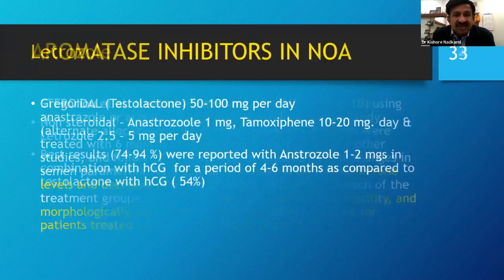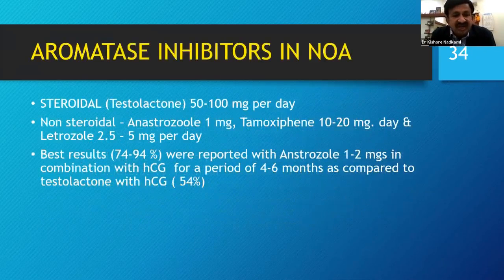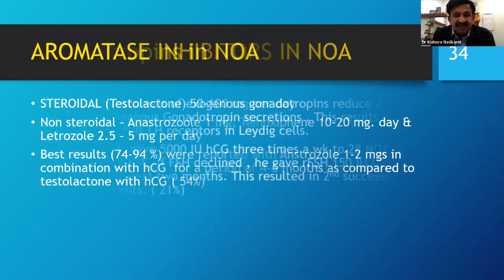As you know, the aromatase inhibitors can be steroidal and non-steroidal. Steroidal ones we are not using; they are not available in our area. Testolactone 50 to 100 milligrams per day, and anastrozole, tamoxifen, and letrozole, of which anastrozole and letrozole are popular. Best results were reported with anastrozole 1 to 2 milligrams in combination with HCG for a period of 4 to 6 months, as compared with testolactone with HCG, which had 54% results.